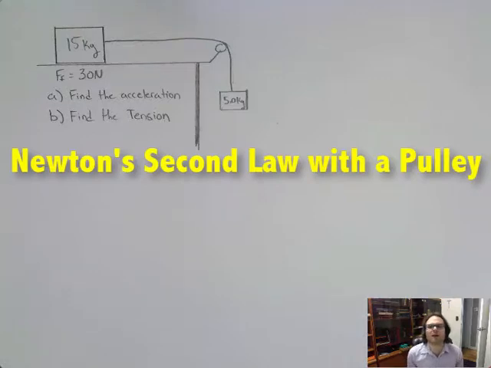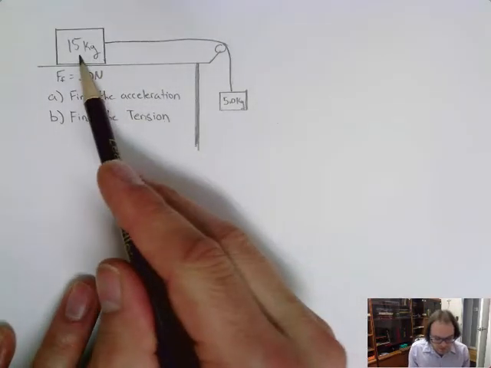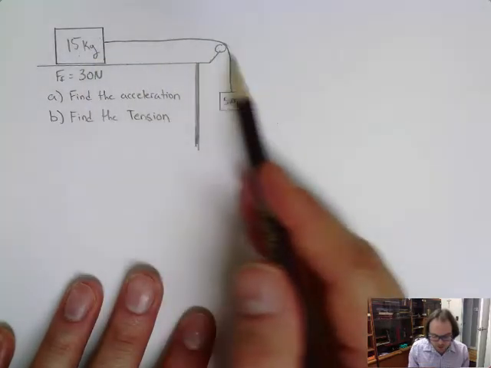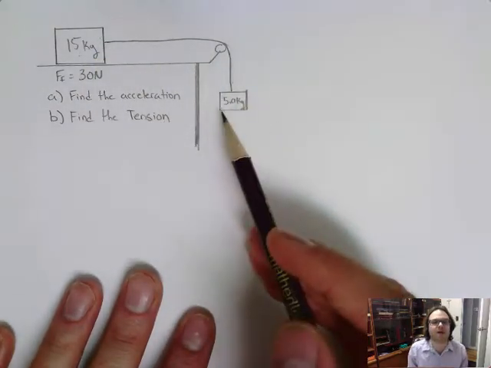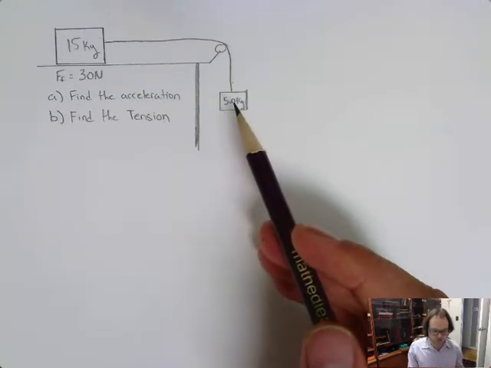Hello and welcome back. In this video, we will review a question based on Newton's second law. So let's take a look at my example here. I have a 15 kilogram block being pulled down through a rope connected to a 5 kilogram block. So to start this off, I'm going to do a free body diagram.